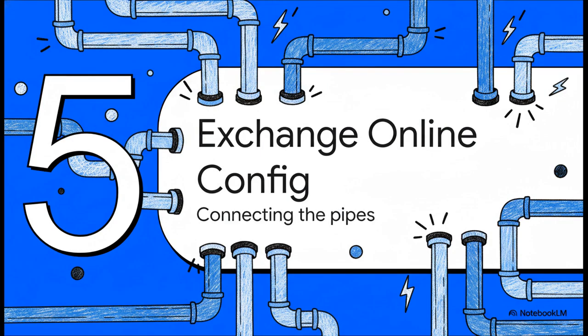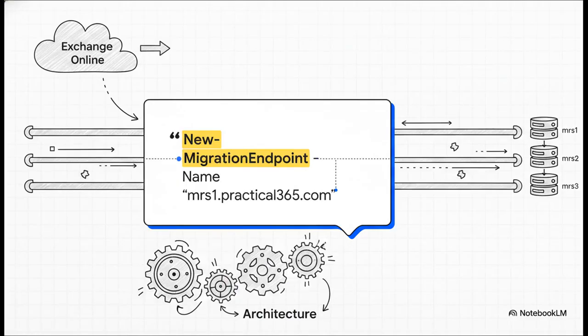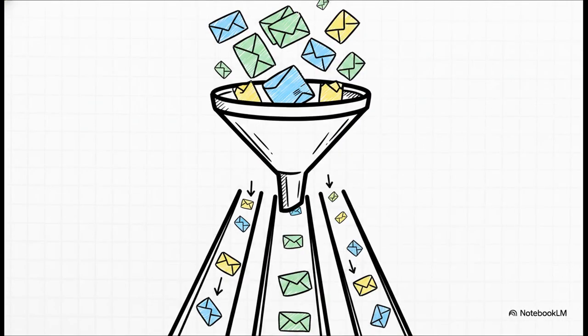Section 5. Exchange Online Configuration. Let's connect the pipes. To actually execute this, the required PowerShell commandlet is surprisingly bite-sized. Once you're connected to Exchange Online, you use the New-MigrationEndpoint command. You just specify the unique name and the remote server FQDN, for example, mrs1.practical365.com. Run this for MRS1, then again for MRS2 and MRS3, and boom, you've registered your new direct lanes right into Exchange Online. The final step is just turning on the engine.